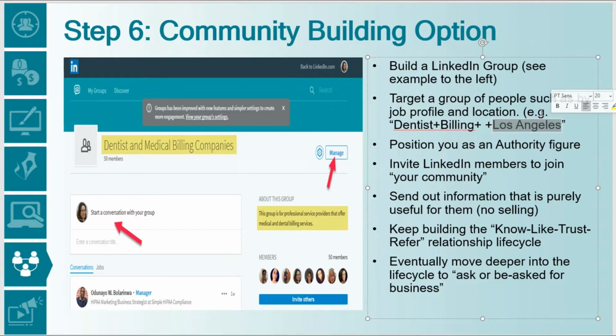Because the odds are if they're a medical billing professional, it'd be very natural for them to join a group of like-minded people. And then you have the opportunity as the owner of the group to send out newsletters and do other things that keep building the know, like, trust, refer relationship life cycle, which is something that I learned from my Provisors network. And eventually, as you keep doing this, you can become established as even more of an authority.